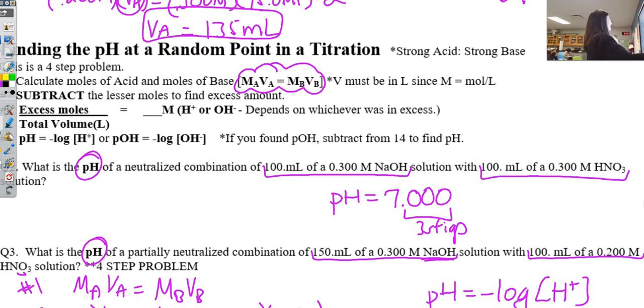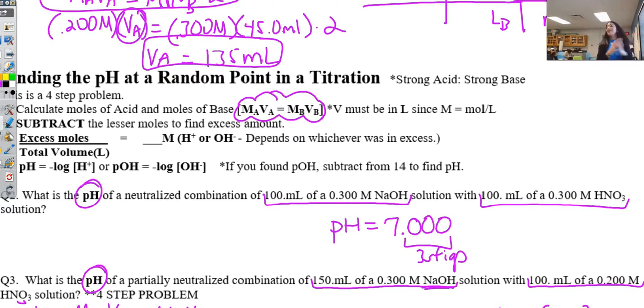All right. And I think this is one of the last things for this part: finding the pH at a random point in a titration. We're only going to be doing strong acid, strong base. If it's a weak acid, weak base, you're going to make predictions, and that's going to be part of the next unit, the second part of the unit. But this we've already done, okay?